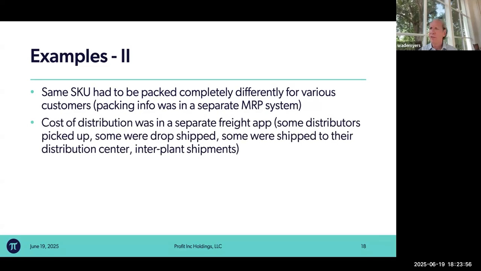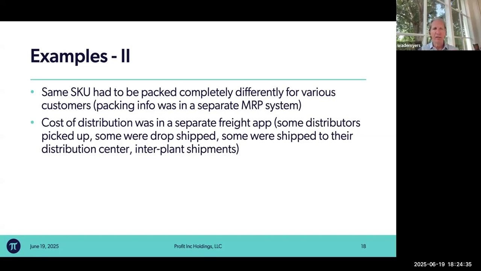Now, this is also interesting. The cost of distribution was not really taken into account by anybody, especially the sales force. They had a separate freight app. And so, of course, sometimes the product was picked up, some was shipped LTL versus truckload. Some were shipped to their distribution center. They had warehouses, distribution centers, and they frequently did interplant shipments. So they only produced half of their products at one plant, and at another plant 4 hours away, they produced the other half of their products. So if a customer wanted products from both plants on one shipment, they would price that the same as if it all came from one plant.